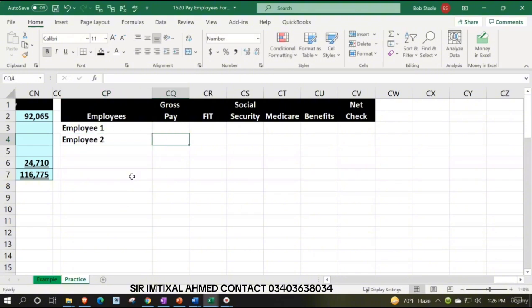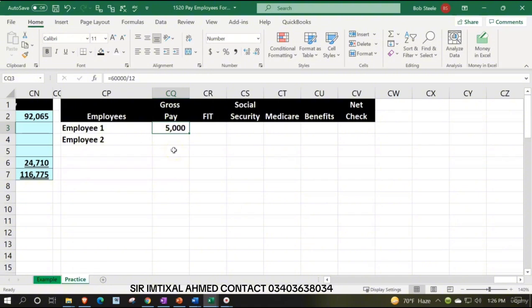2. So let's say that employee 1 earns $60,000 for the year, and we pay them monthly. So this is going to be a monthly payroll divided by 12. So hold on a second, 60,000 divided by 12 is going to be 5,000. That would be the gross pay.